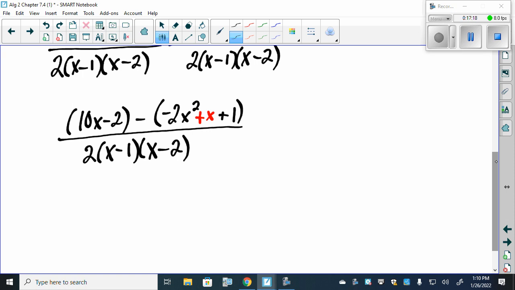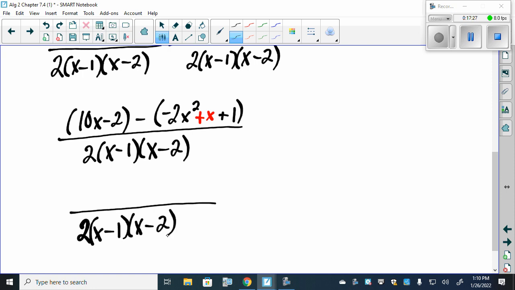Now, at this point here, we can go on and do our subtraction. Now, the 10x minus 2 isn't going to change. But when I subtract a negative 2x, well, the negative and negative makes it positive. Whenever I subtract a positive x, well, it's just going to become negative x. And when I subtract a positive 1, I get negative 1.